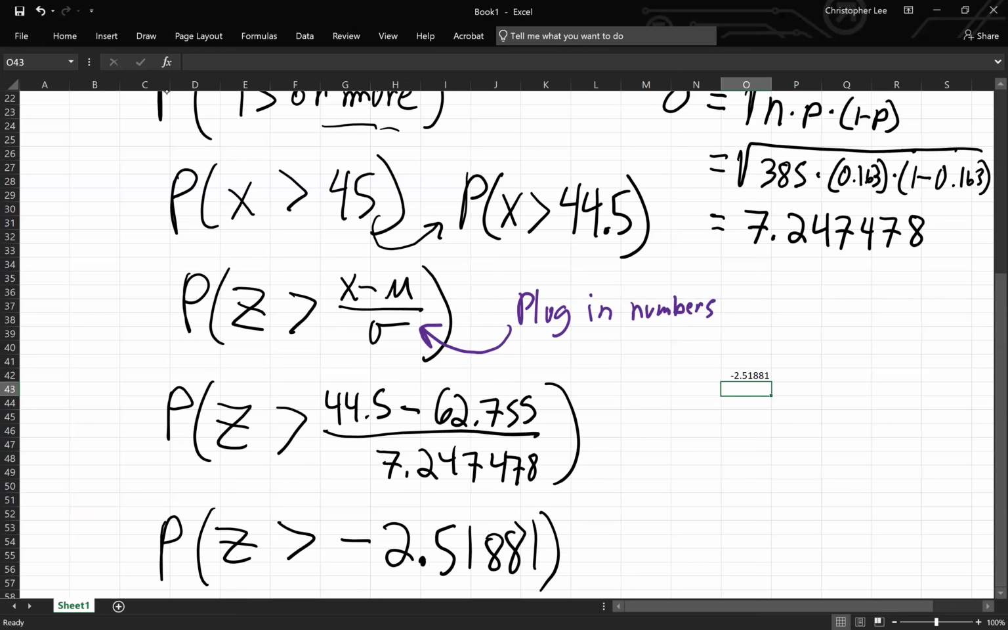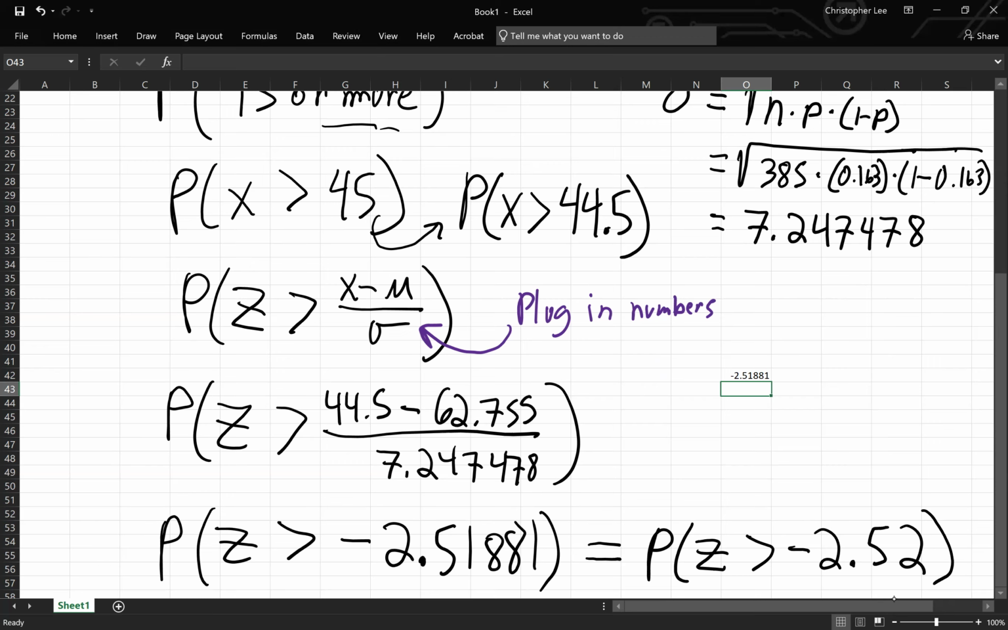Awesome. But not just that though, right? You want us to write P of Z greater than the answer. But we're not done yet. So I'm going to round this off to the nearest hundredth. That's the answer for this question. So I'm going to round this off to two decimal places. So this is going to become probability of z greater than negative 2.52.